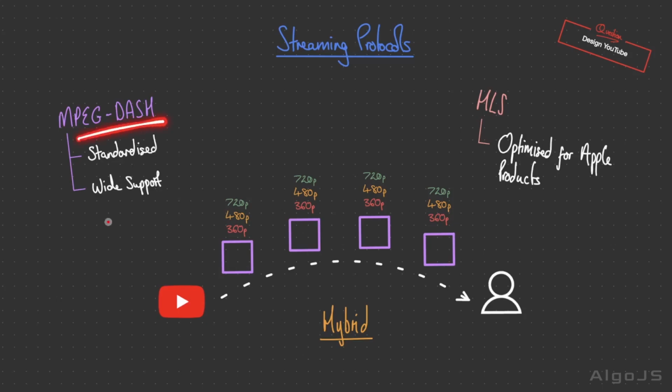Now with these two protocols, MPEG-DASH is the standardized solution to streaming with wide support, whereas HLS is particularly associated with Apple devices and browsers. So it's the default streaming protocol in iOS devices and macOS devices. Now, based on these key points and one of our functional requirements being that videos need to be streamed on all devices, we could opt for a hybrid approach here, offering us the best of both worlds and ensuring a seamless streaming experience for a diverse audience.